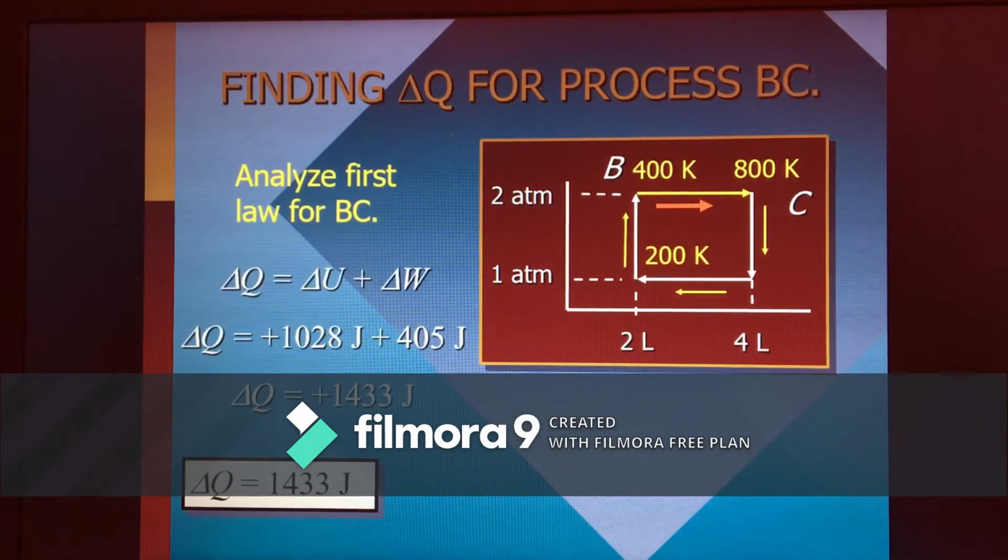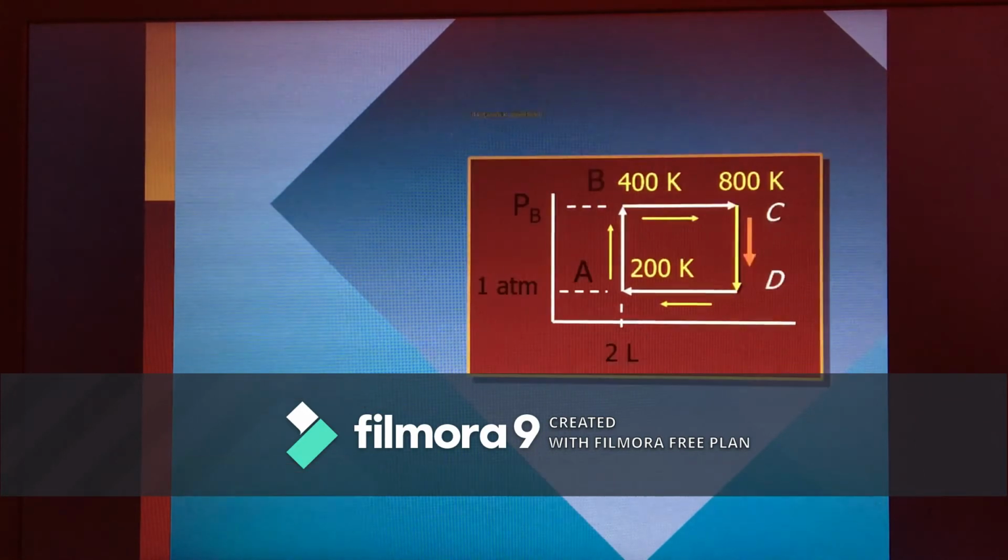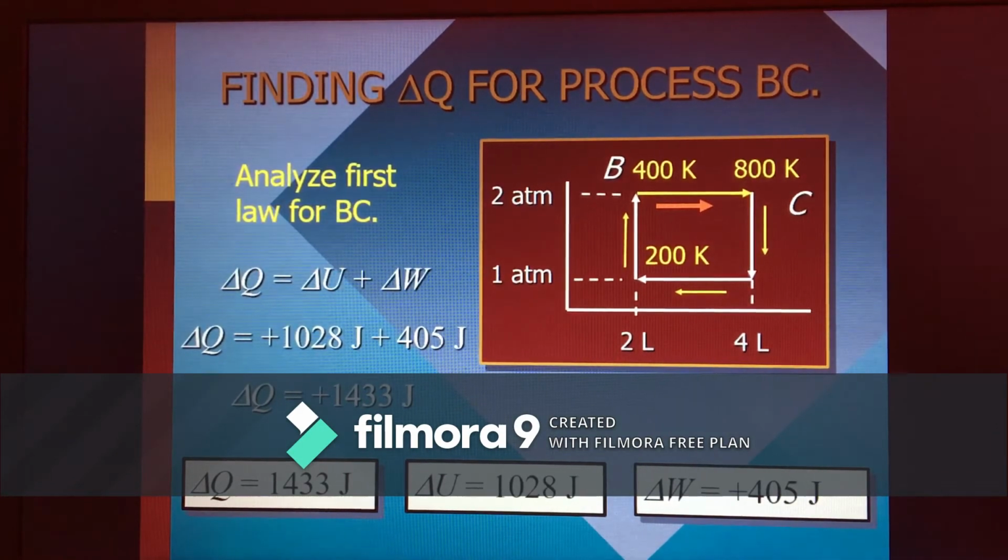I hope you still remember what we discussed in our previous lecture. We have here delta U, that is 1028 joules, and we have delta W, that is 405 joules. So summing up, we have delta Q equal to positive 1433 joules. Okay?